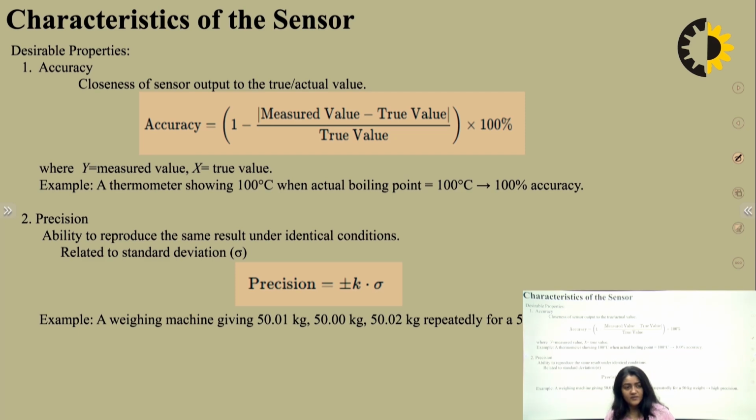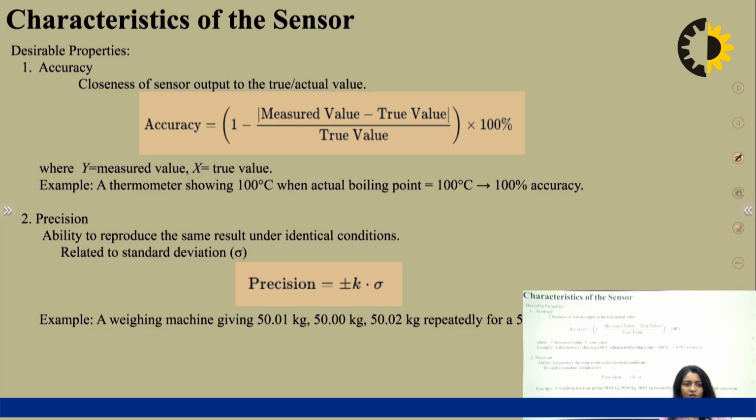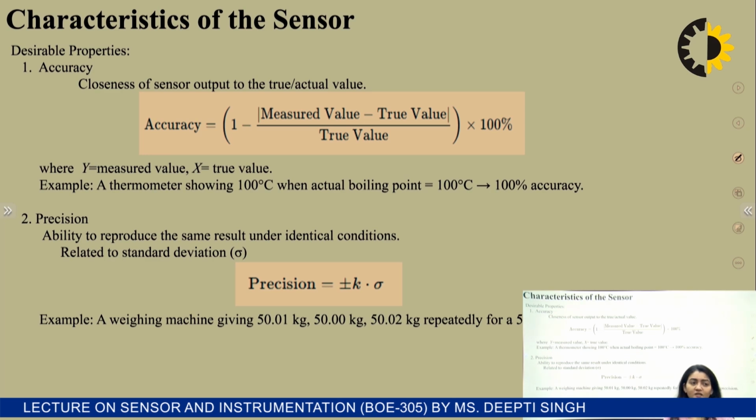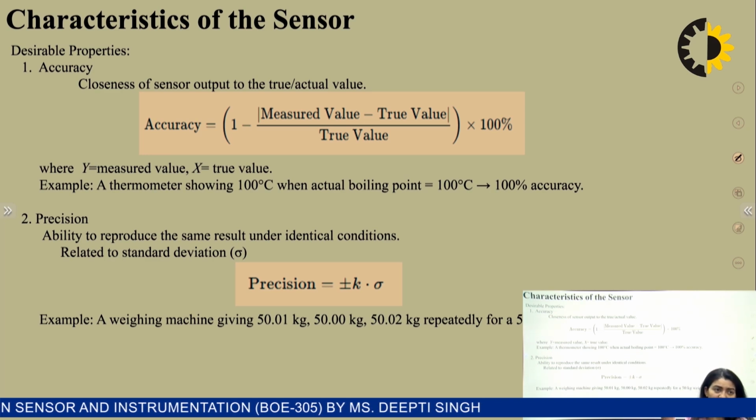Now similarly, we have precision, that is the ability to reproduce the same result under identical conditions. Suppose you are experimenting and you get the result many times, 1, 2, 3, 4 times of testing. After 4 times of continuous experimentation, you get the same result for the same input or the same environmental condition you are providing. Then it is known as your precision. So precision is mostly plus minus k into sigma, that is standard deviation.